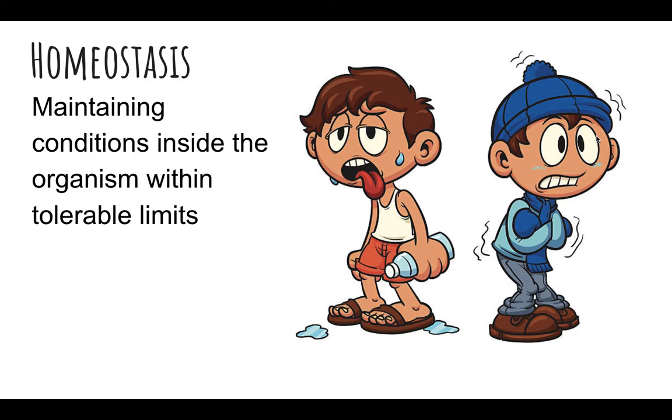Homeostasis, I want to explain a little bit more. It's maintaining conditions inside the organism within tolerable limits. The illustration here is giving us a good example. Your body temperature needs to be between specific limits. If your body gets too cold, you can get hypothermia, and eventually you die. If your body's too hot, that's hyperthermia, and eventually you can die from that too. So you have to keep your body temperature between those extremes. There's a narrow range of survivable body temperatures.